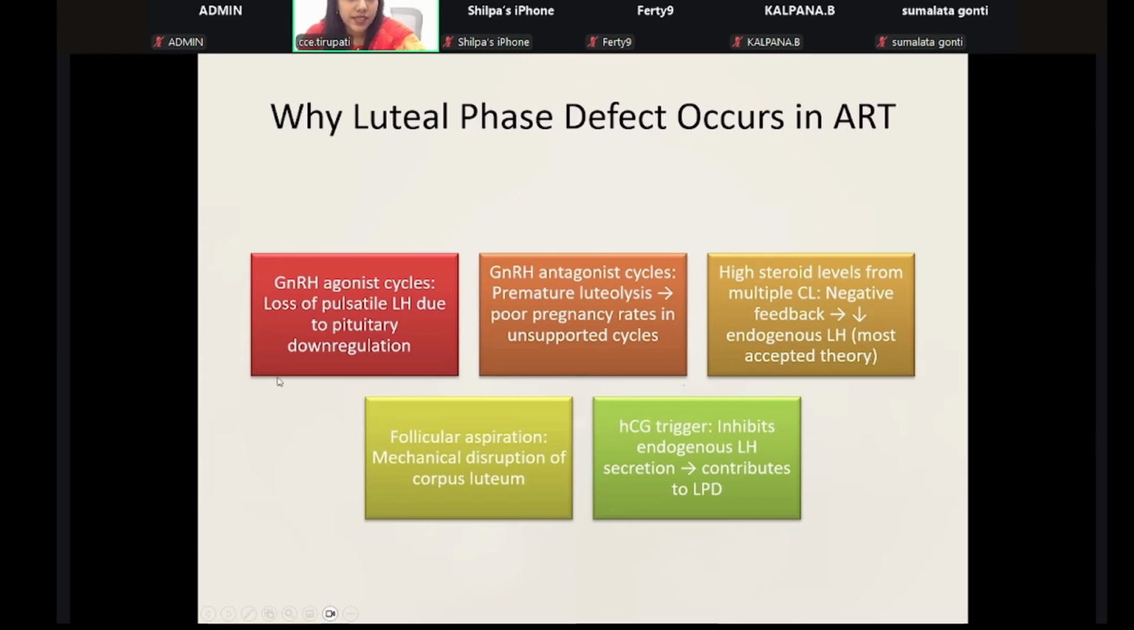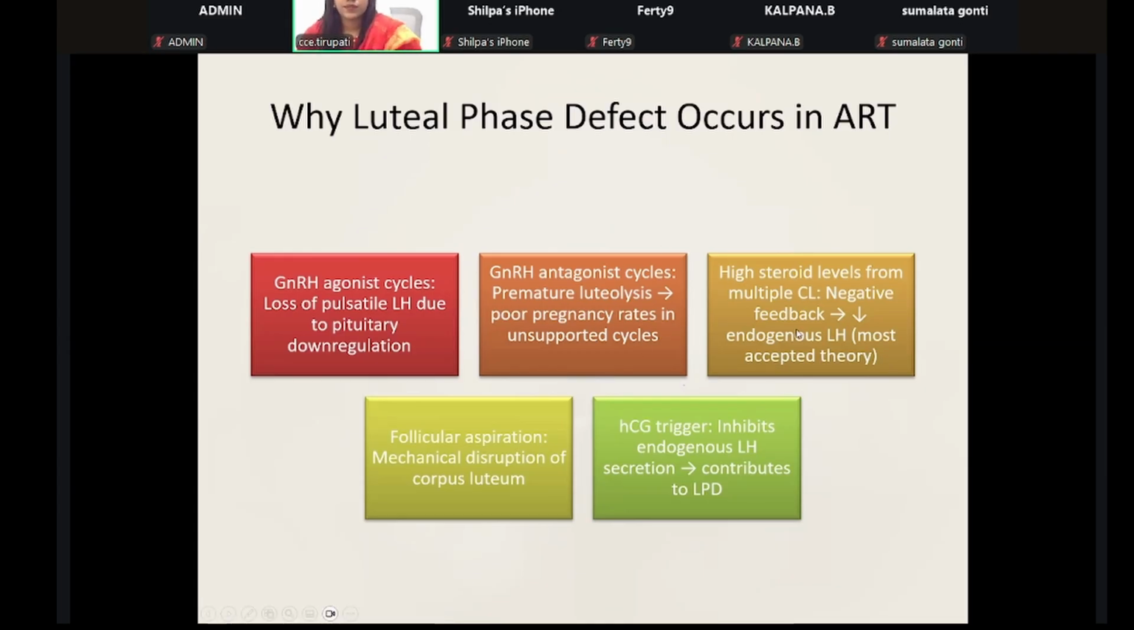Especially in agonist cycles, there will be a lot of suppression. It causes pituitary down regulation. So there will be defective LH secretion in the luteal phase. So obviously there will be luteal phase defect. What happens in antagonist cycles is it causes premature luteolysis. So there will not be adequate support in the luteal phase, leading to poor pregnancy rates.